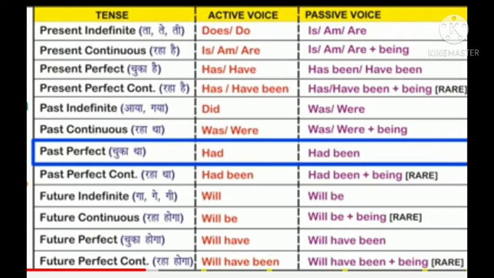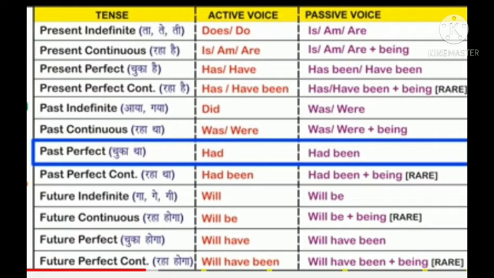See the first one, present indefinite. Now suppose if do, does, or s or es form of verb is there in an active voice, then while converting into passive voice, we are going to use is, am, are as auxiliary verbs. If singular, then is. If suppose we are using I, then am, and if plural, are.